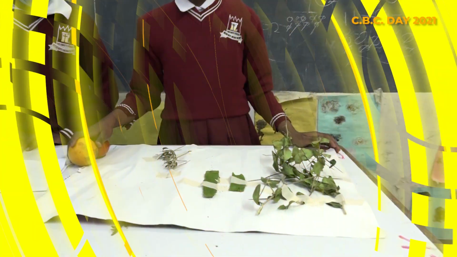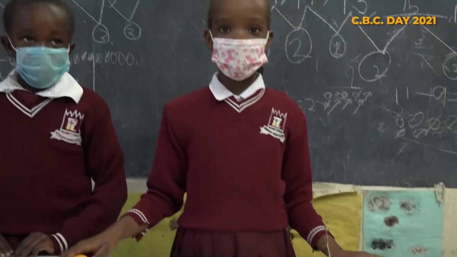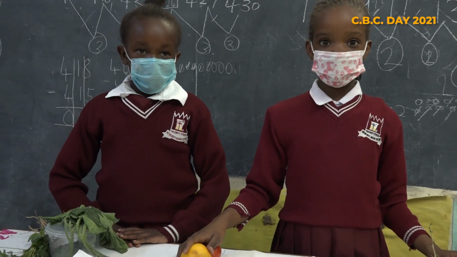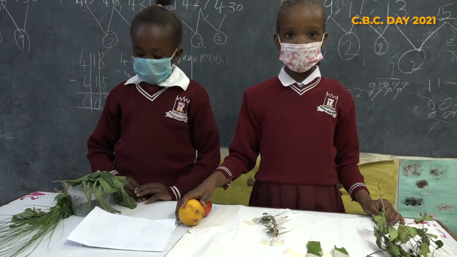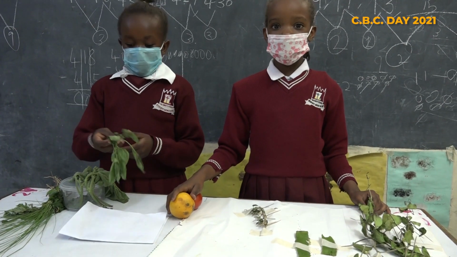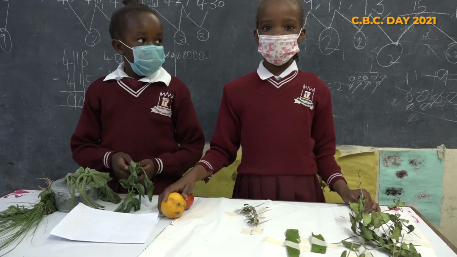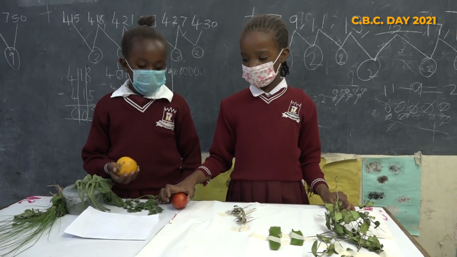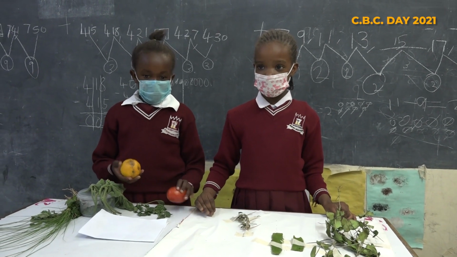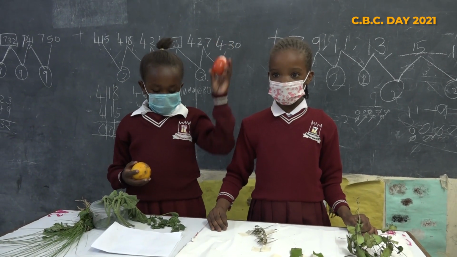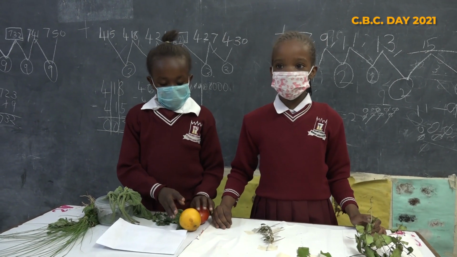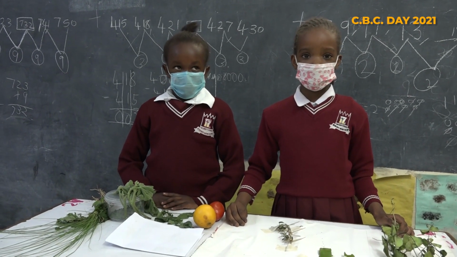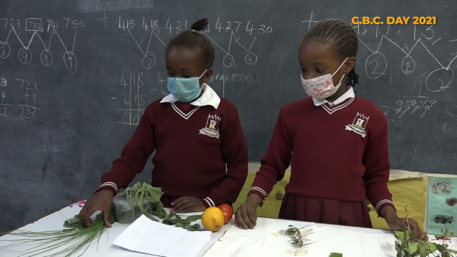Thank you. My name is Evangeline Kulani. My name is Alicia Achien. Plants. Edible and non-edible plants. Edible plants. These are plants that are eaten by people. Examples are orange and tomatoes. Non-edible plants. These are plants that are not eaten by people. Examples are grass.